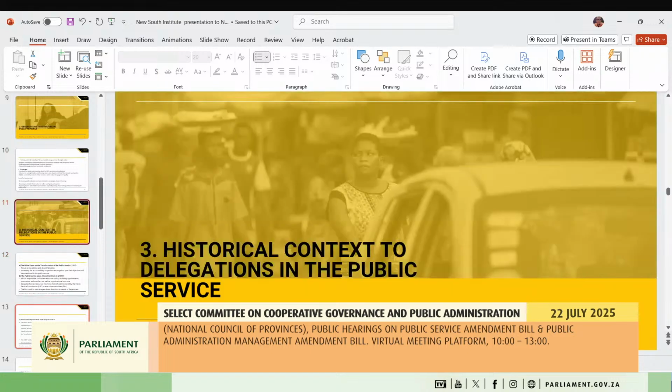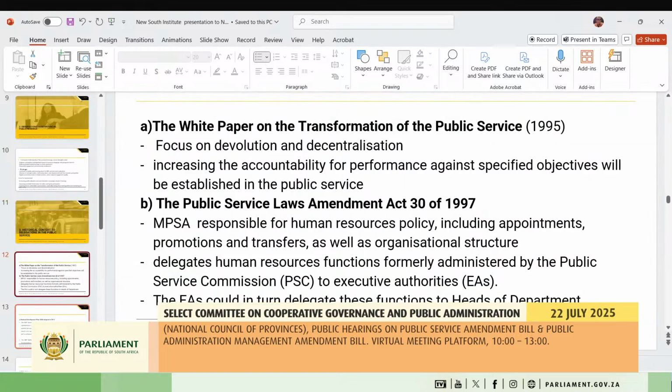Just moving into a little bit about the historical context, we thought it's important to go to the history so that there is an understanding why we support the proposals that are being made currently. In terms of the brief history, we know that in 1995, we had a white paper on transformation of the public service, and it was focusing on devolution and decentralization, but also increased accountability for performance against specific objectives.